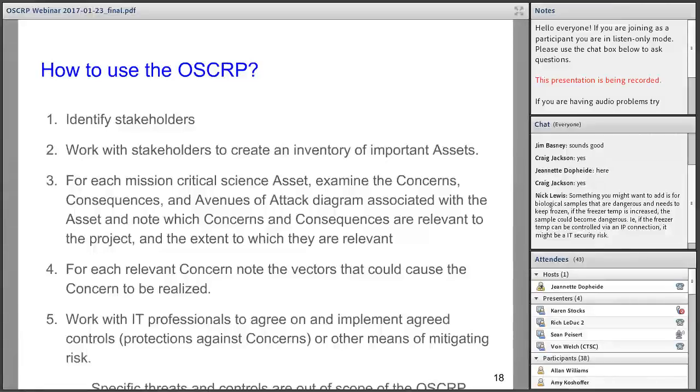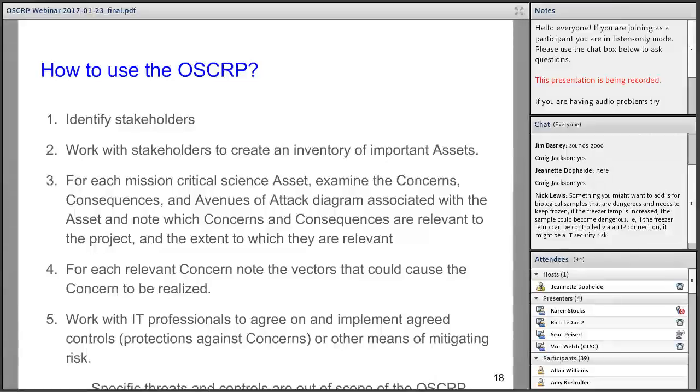They could be other people from within the university or the institution who are responsible for maintaining some of the scientific assets, potentially the facilities, for example, that are not in direct control of the scientists. They include faculty, staff, graduate students or postdocs, and so on. It's important that those stakeholders work together to create an inventory of their own important assets. They might use the OSCRP document as a starting point to understand what sorts of classes of assets to begin with, and then move on to try and fit their assets into those different categories. They might even find some assets that don't fit into those categories, and that's fine.